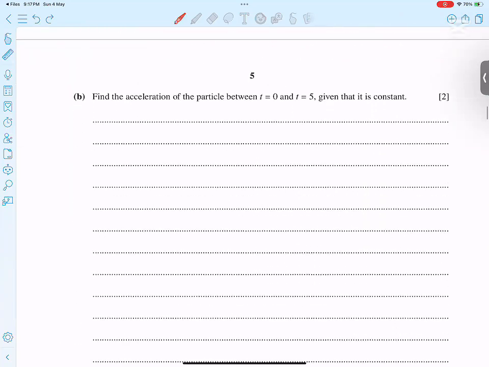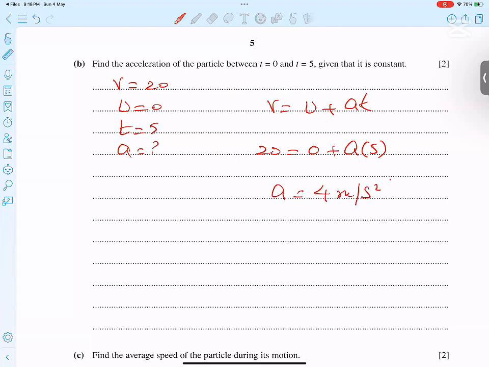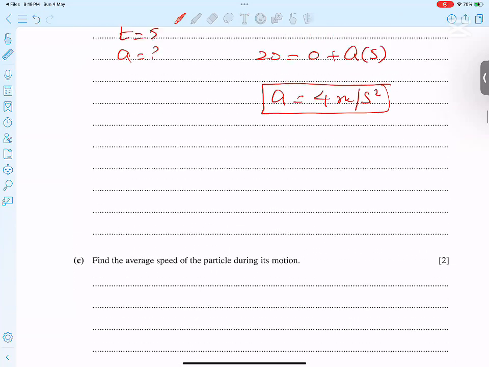Okay, let's start now. V is 20, U is 0, and time I got is 5. And what am I looking for? Acceleration. What is the formula? V is equal to U plus AT. When I plug in the V value 20, the U value 0, and acceleration I need to find, times 5, so 5 will go down and I get 4 meters per second squared. I hope the point is very clear.